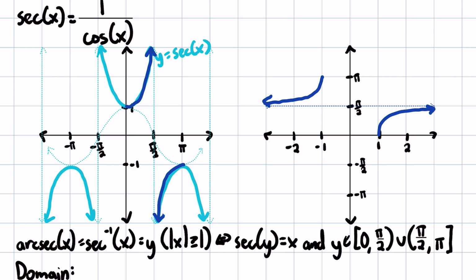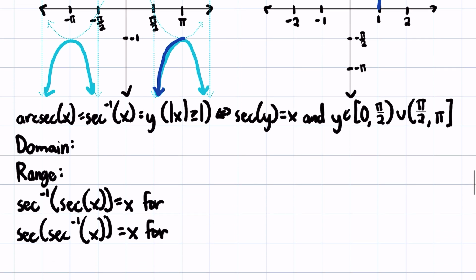So this is pretty similar to arccosecant, which makes sense because sine and cosine are the same graph, just shifted over. And so same with cosecant and secant, they're the same graph shifted over. And then with arccosecant and arcsecant, we just choose a different restriction.